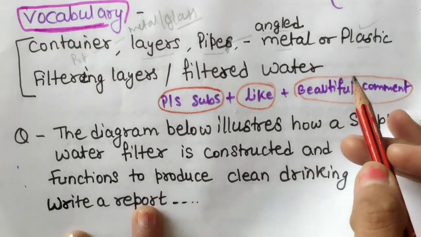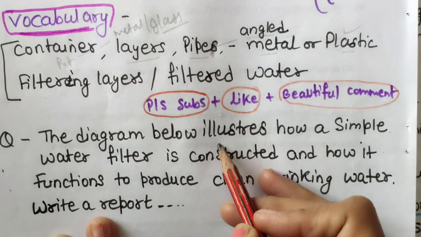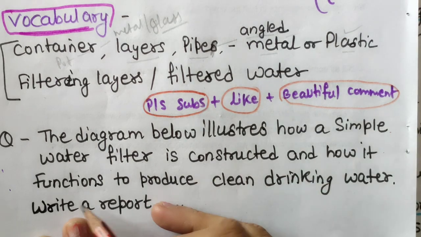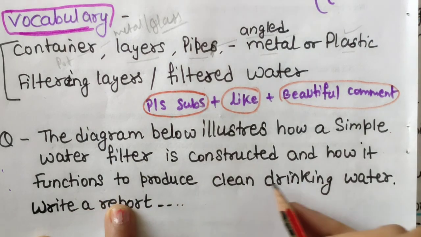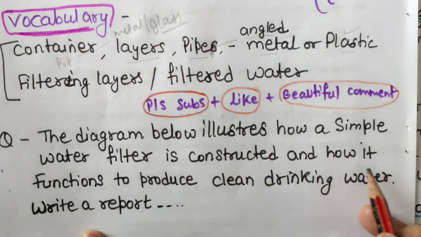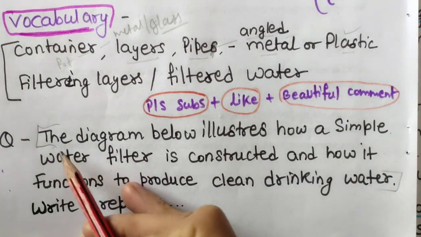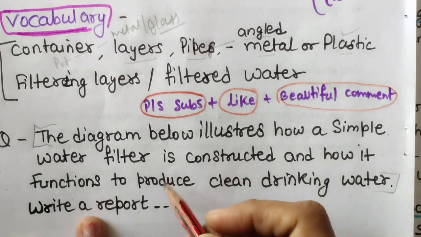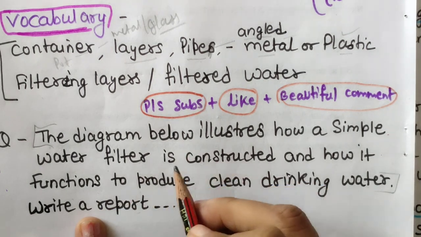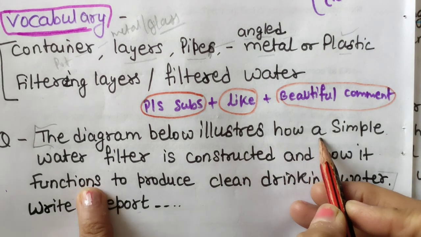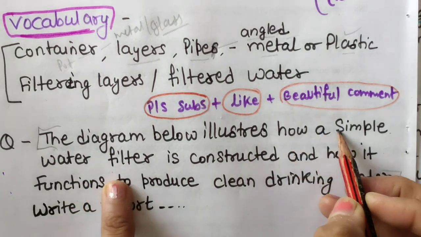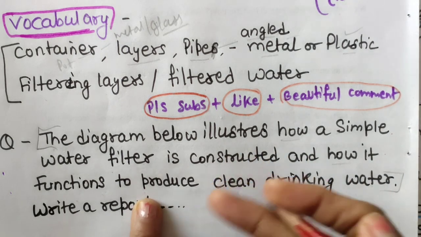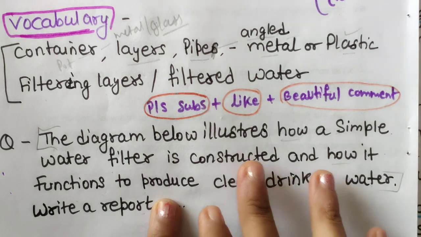So let's read the question statement. The diagram below illustrates how a simple water filter is constructed and how it functions to produce clean drinking water. Write a report. Okay, so from here to here, it is the question statement. How to write the question statement? Of course, we have to paraphrase the question statement. They have already given a good phrase, how it is constructed and how it functions, but we have to paraphrase it. Okay, so let's do it.